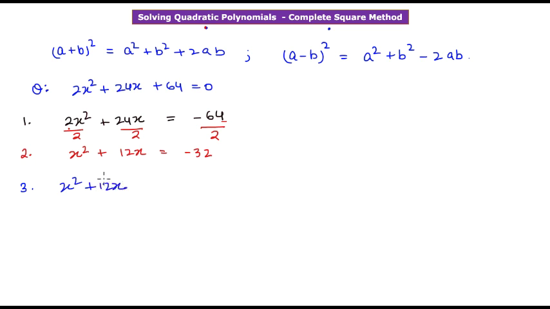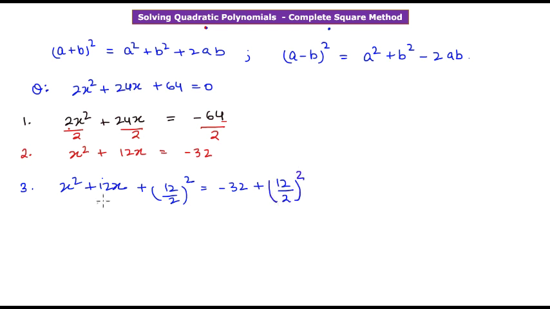And now step number 3, what you do is you rewrite this expression as it is, and then take whatever is the coefficient of x, take half of that, make the square of that, and add that on the left hand side. And likewise, I'll do the same exercise on the right hand side. That means I'll take 12, which is the coefficient of x, divide that by 2 and square that.